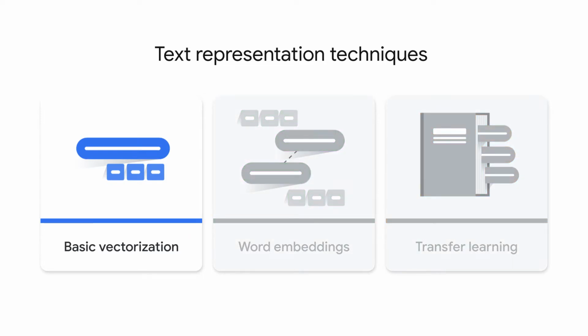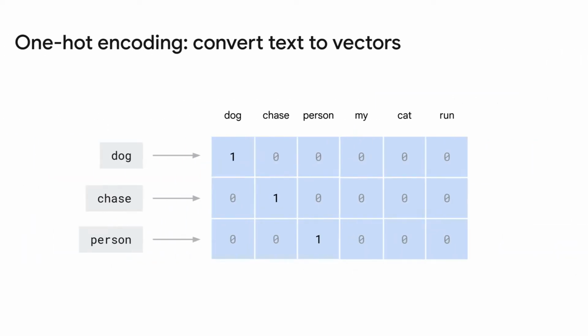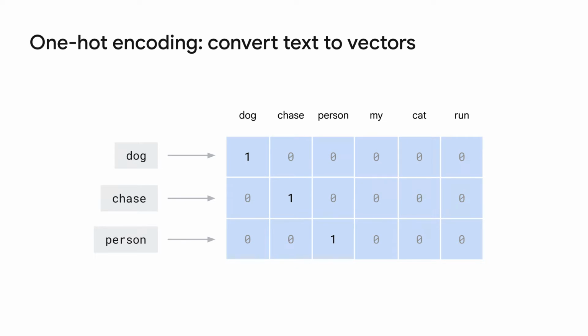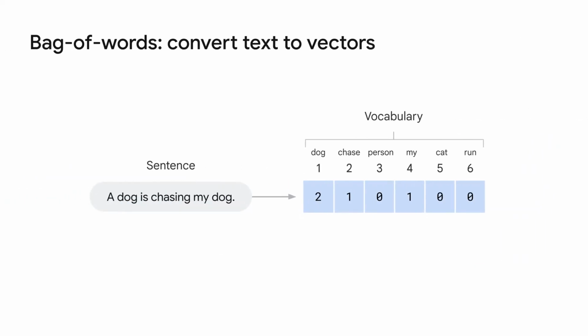Basic vectorization is a simple but fundamental technique to encode text to vectors. You explored 2 major methods, including one-hot encoding, which encodes the word to a vector where 1 corresponds to its position in the vocabulary and zeros to the rest, and bag of words, which encodes the word to the frequency it occurs in a sentence.